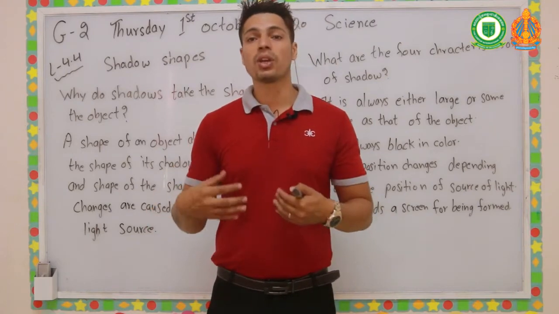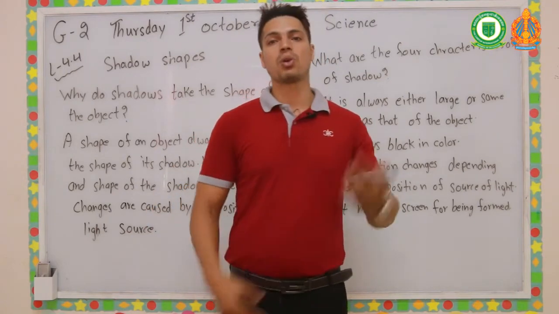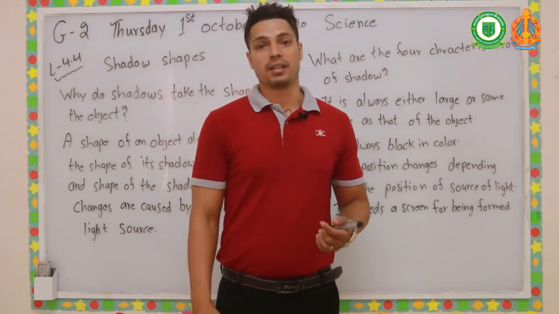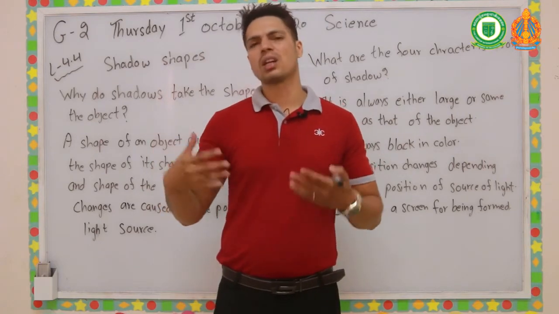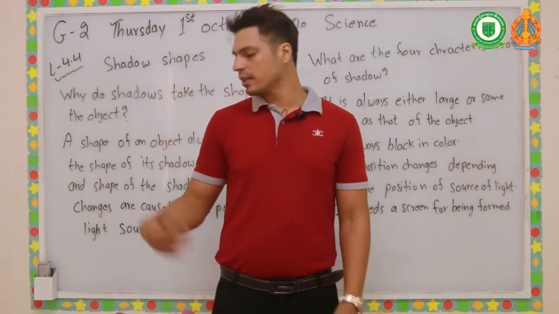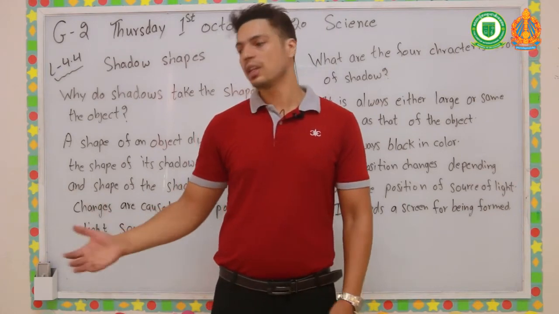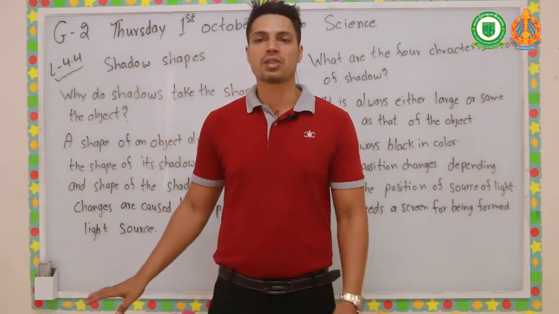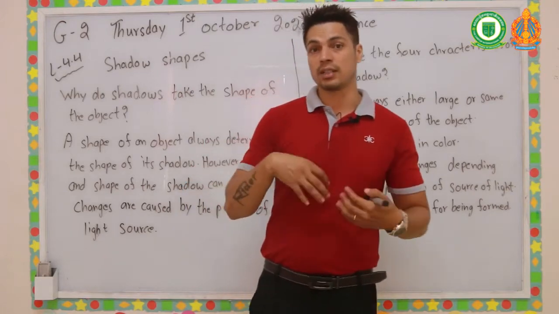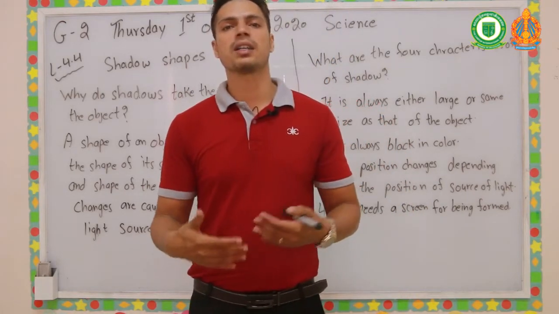Like we human beings, we create shadows when we go outside in the sun, but we cannot see our nose or our eyes. In the shadow we always see a black image of us, so we cannot see eyes or nose.